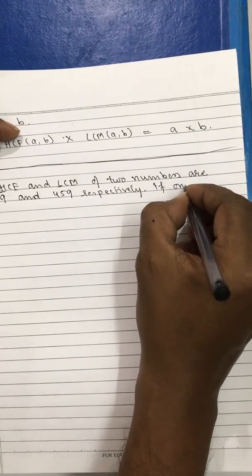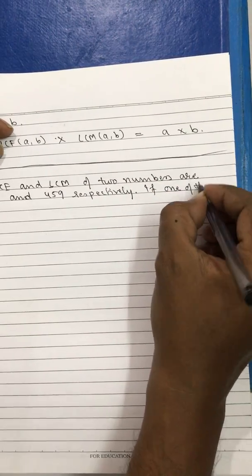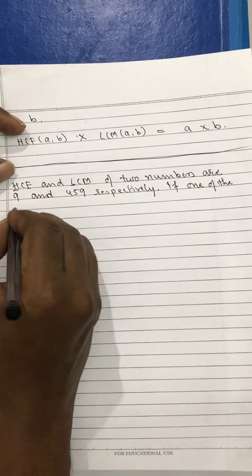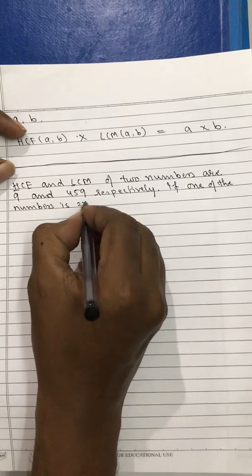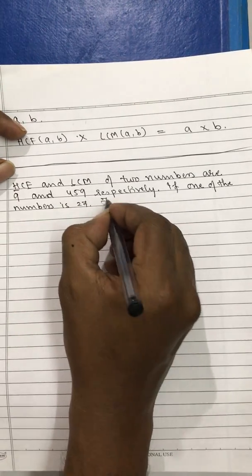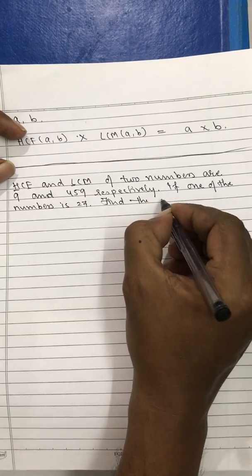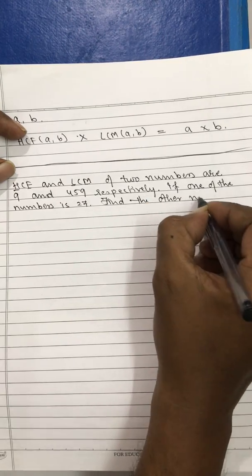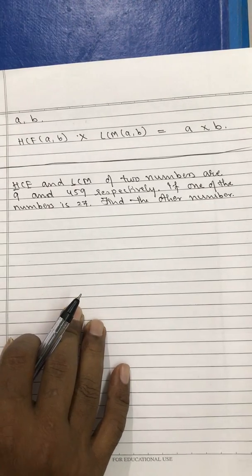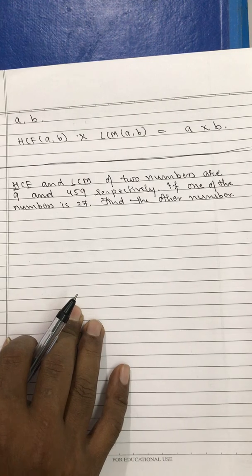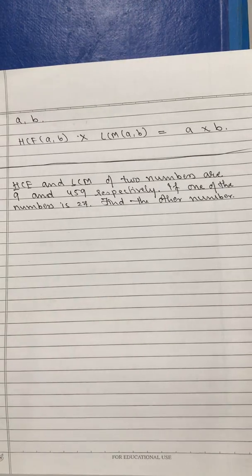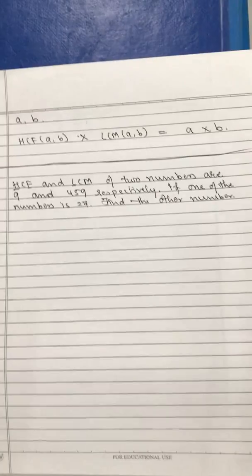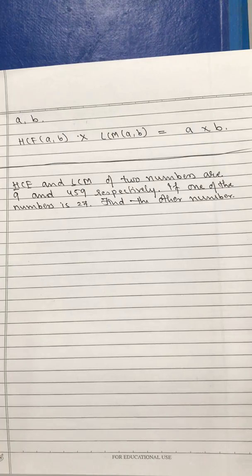If one of the numbers is 27, find the other number. Okay, this will end this topic. Of course, there will be one more topic of HCF and LCM, but that we can do later. HCF and LCM of two numbers are 9 and 459 respectively. If one number is 27, find the other number.